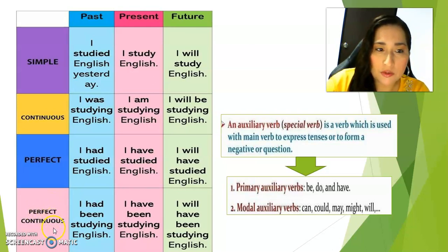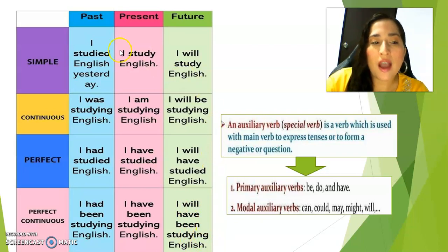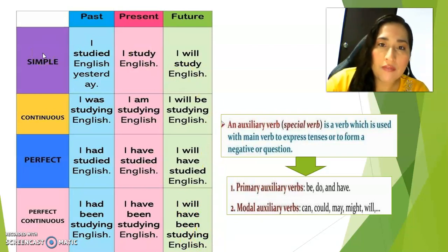Perfect continuous. Past perfect continuous, present perfect continuous, future perfect continuous. Okay, I had been studying English. I have been studying English. I will have been studying English. Okay, so we have 12 different verb tenses.